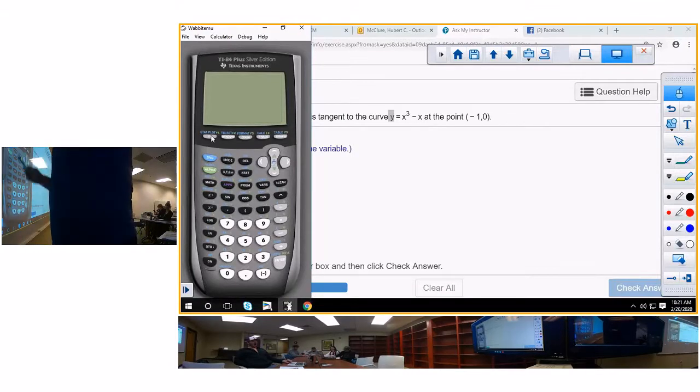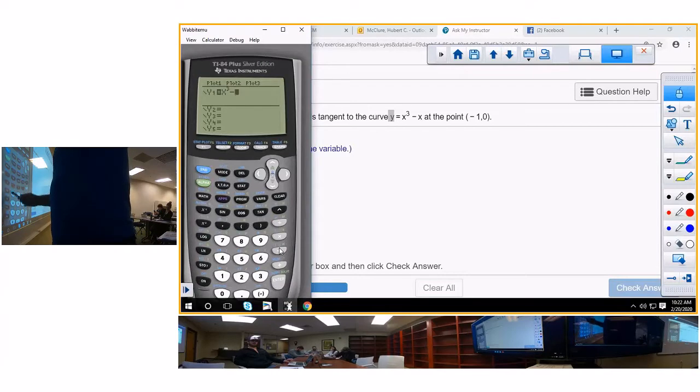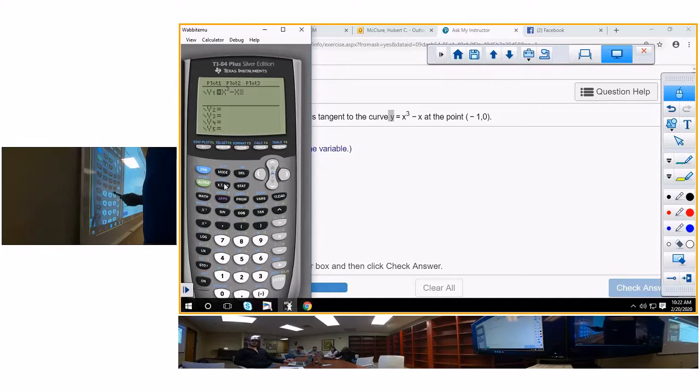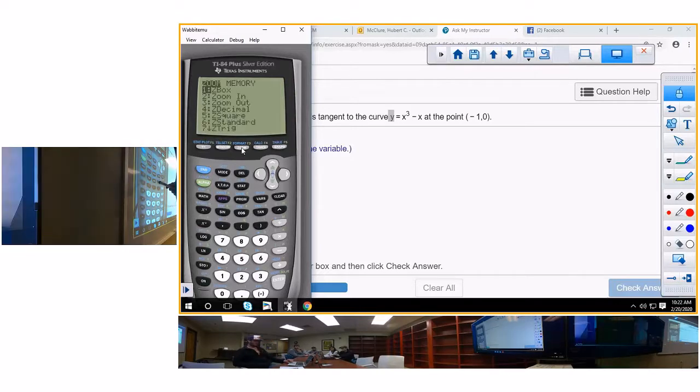Y is equal to x cubed minus x. Oh me. And graph. Everybody got that? And I'm just going to hit zoom, standard 6, or zoom fit.